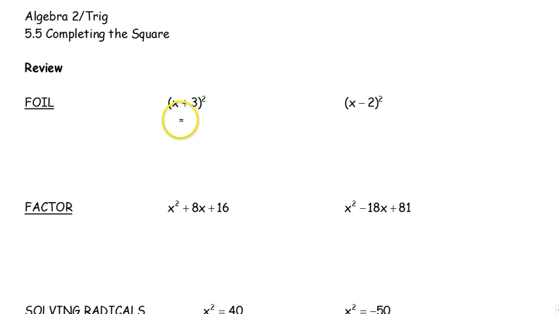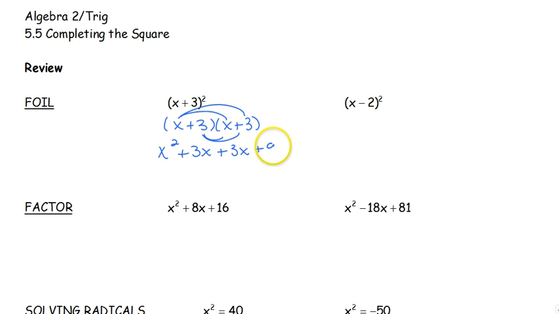Now we know that when we have (x + 3)², I'm not just going to distribute that squared in to get x² + 9. That's actually (x + 3) two times. So I've got to FOIL: first, outer, inner, and last. Then I want to combine my like terms, and I notice that I have exactly the same two pieces in the middle, which is 3x and 3x, which gives us x² + 6x + 9.